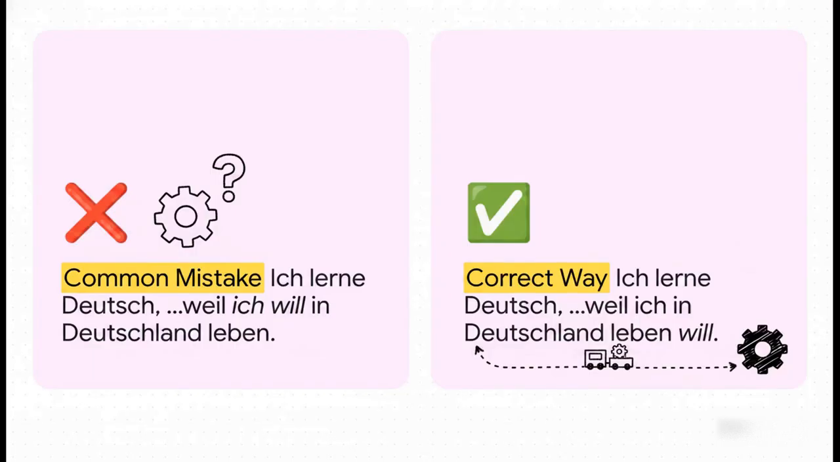And this slide right here shows the mistake that, let's be honest, we all make when we start. Our English-speaking brain just screams to say, weil ich will, because that's what feels normal. But German grammar says, not so fast. Weil is the boss here, and it says that verb will has to take a little trip to the very end of the line. So the correct way is, weil ich in Deutschland leben will.